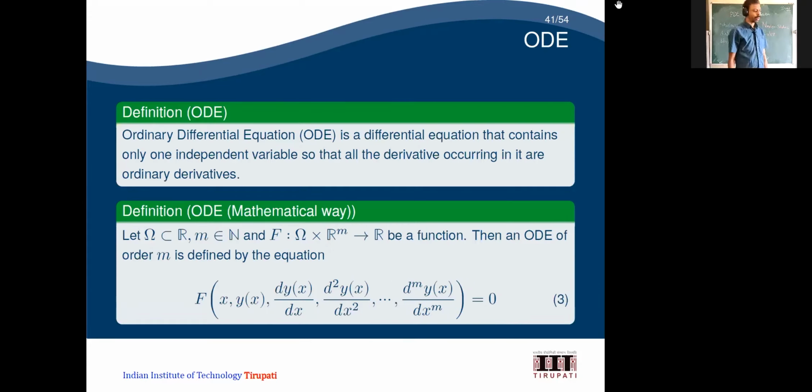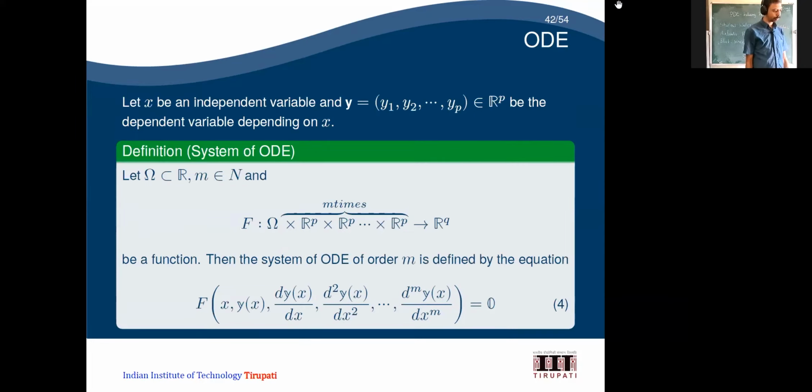Now this also we have seen, the definition of ODE. It contains only one independent variable, so that all the derivatives occurring in it are ordinary derivatives. The general mathematical definition is as follows. Take omega a subset of R, m belongs to N. Then f is a mapping from omega cross R^n to R. That function we are defining like this: f of x comma y of x comma dy by dx, d square y by dx square, etc.